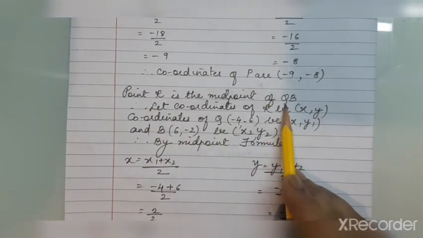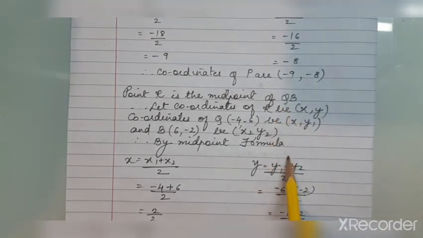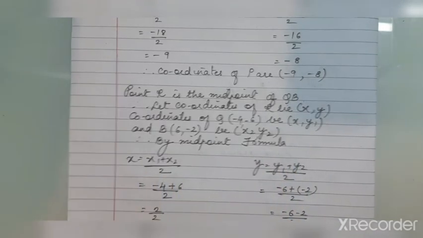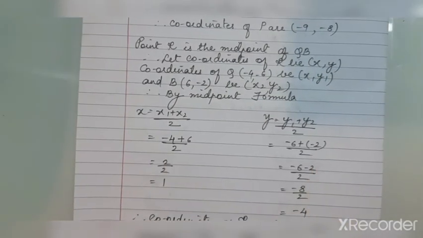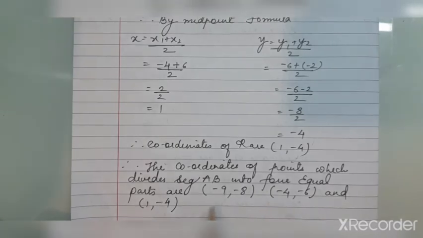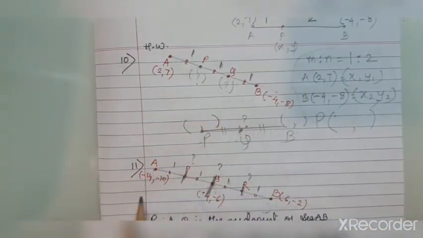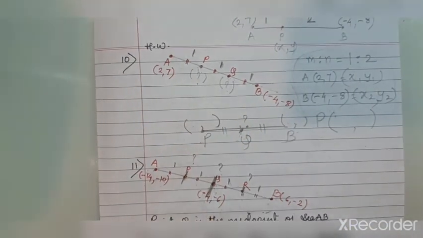Where the points are Q and B, Q becomes x1, y1 and B becomes x2, y2. So by the midpoint formula, we get the coordinates of R as 1 and -4. In this way, we get the coordinates of all 3 points, that is P, Q and R. So it is very simple. If you understand this figure, what I have explained, you are able to solve on your own, because the formulas you already know, we have solved the sums using the formulas.